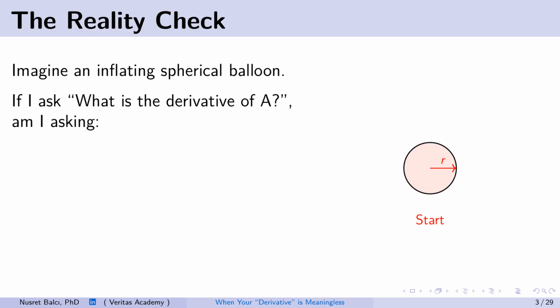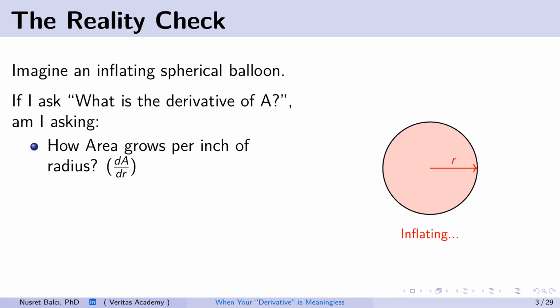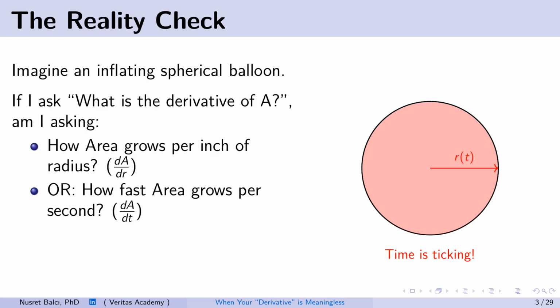Let's apply a reality check. Imagine an inflating spherical balloon. If I ask for the derivative of area, I am asking about the rate of change, but a rate relative to what? I could be asking, how much does the area grow for every inch of radius we add? That's a question about geometry. The universe is the circle itself. But I could also be asking, how fast does the area grow per second as we pump air in? That's a question about physics. The universe is time.